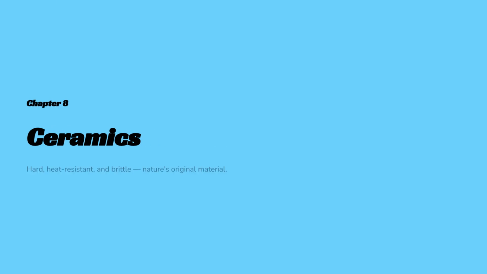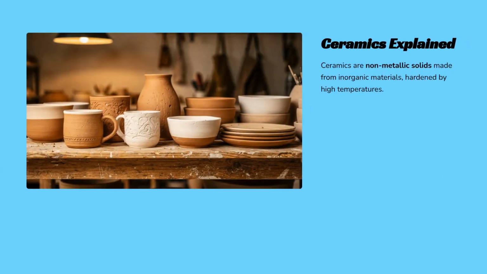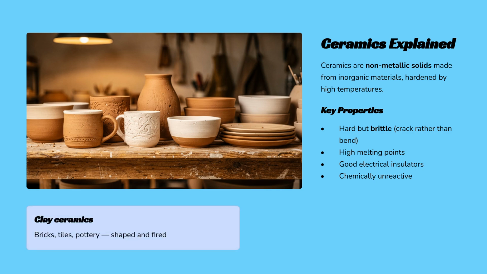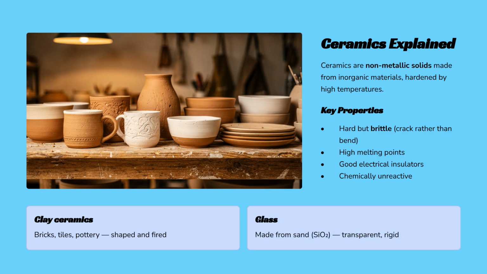Chapter 8 explores ceramics, hard, heat-resistant, and brittle materials that are central to many ancient and modern applications. Ceramics are non-metallic solids made from inorganic materials and hardened by high temperatures. Their key properties include hardness, brittleness, high melting points, electrical insulation, and chemical unreactivity. Clay ceramics, like bricks and glass, are common examples.